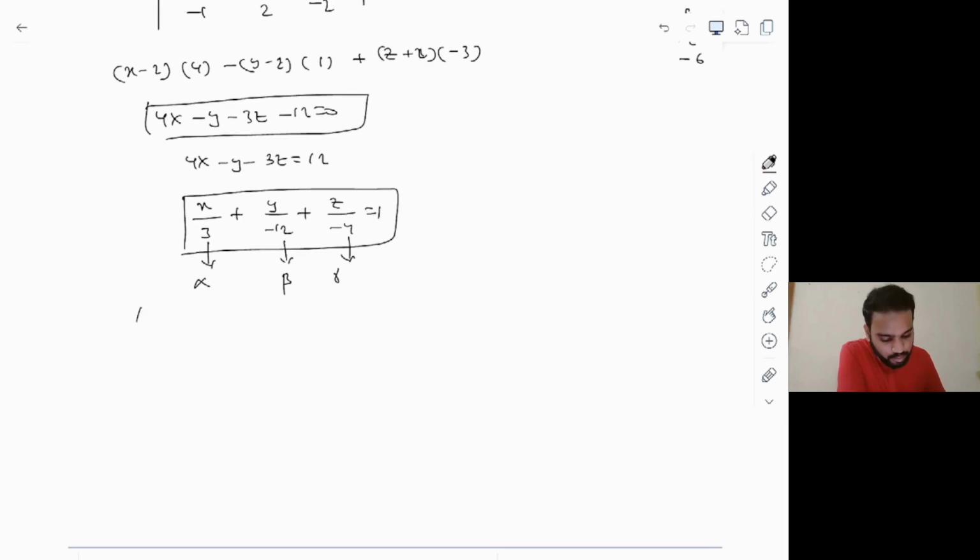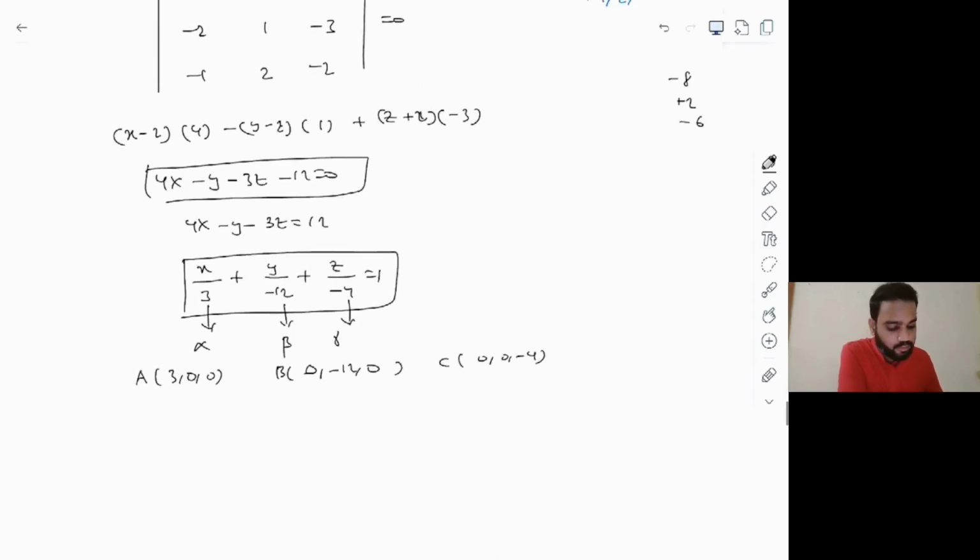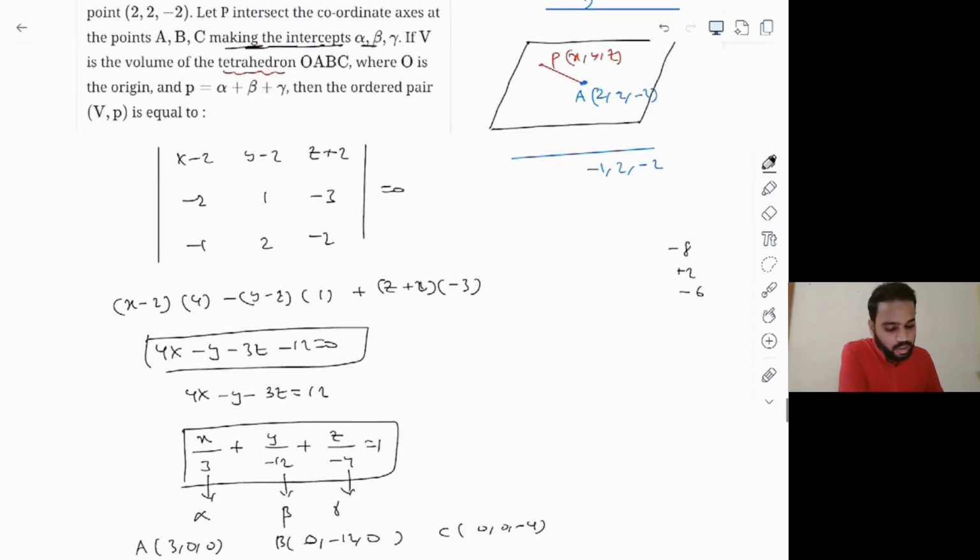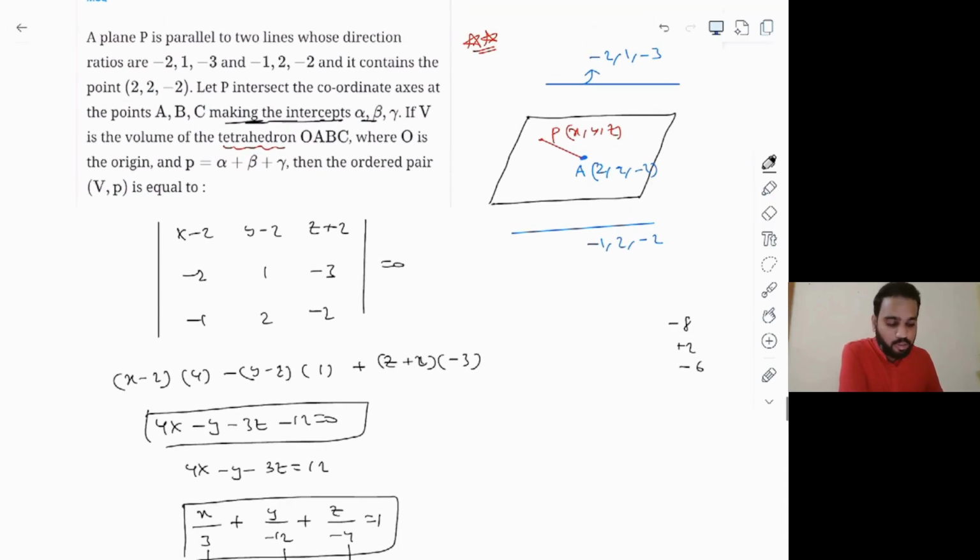And we know what are the intercepts here, right? That is, point A is nothing but 3, 0, 0. Point B is 0, minus 12, 0, and point C is 0, 0, minus 4. Now we have got all the 3 points A, B, C, but still the question is not over, because they said that V is the volume of the tetrahedron OABC here.